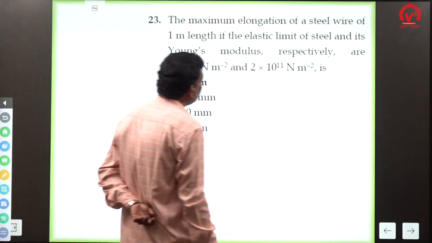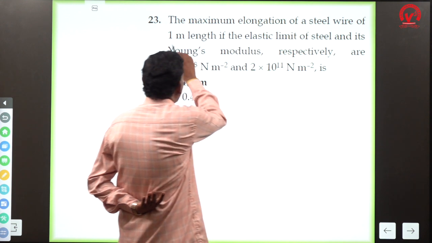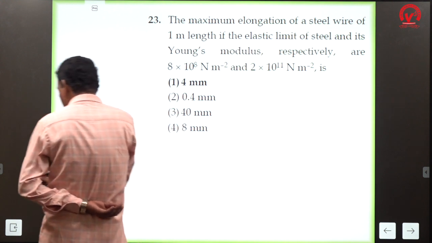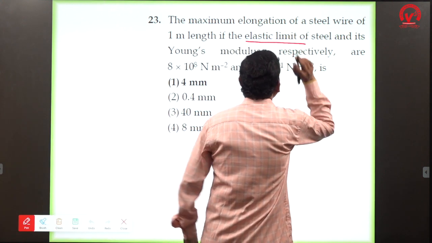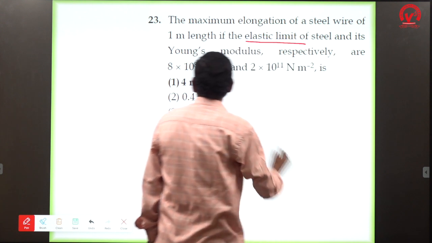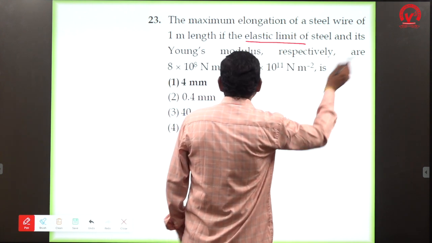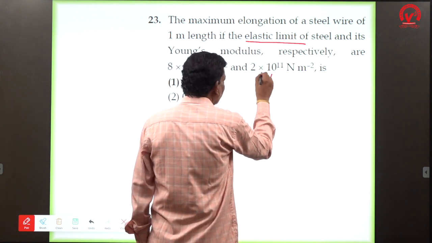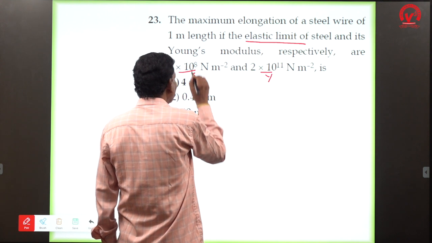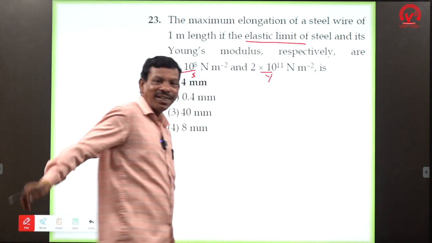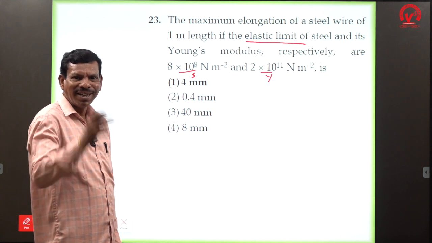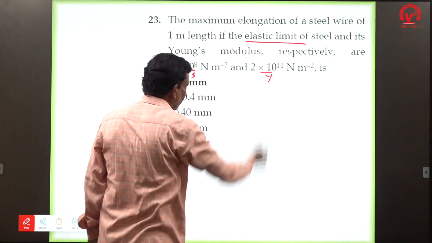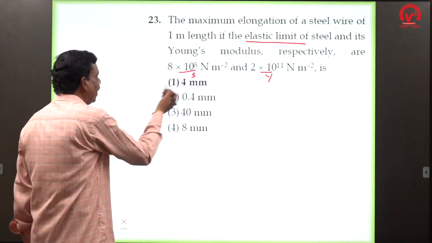Next, the maximum elongation of a steel wire of 1 meter length, if the elastic limit of steel and its Young's modulus respectively are given. So this is the elastic limit, this is Young's modulus Y, and elastic limit means stress. Now we require to find the elongation, that is nothing but delta L.